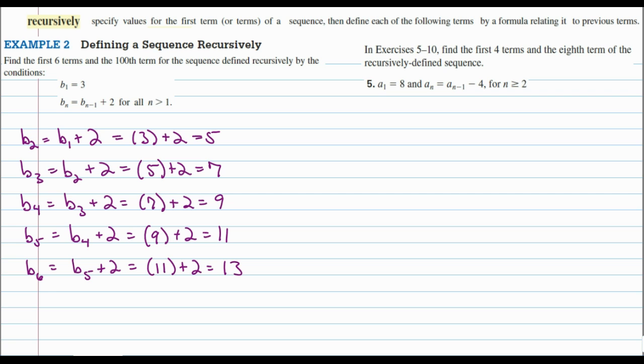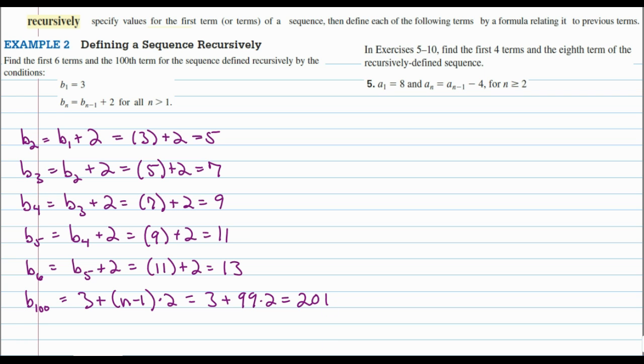And now the challenge will be finding the 100th term in this sequence, because I don't know about you, but I don't want to do 100 of these. So I kind of have to look at the pattern more in an explicit way. Well, if I start out with 3, each entry after b1 is adding a number of 2's. So I can look at this as 3 plus n minus 1 2's. So to find the 100th term, that would be 3 plus 99 2's, which is 201.